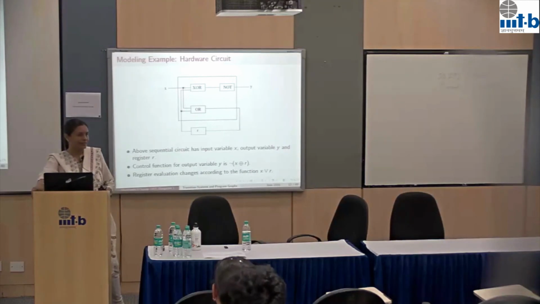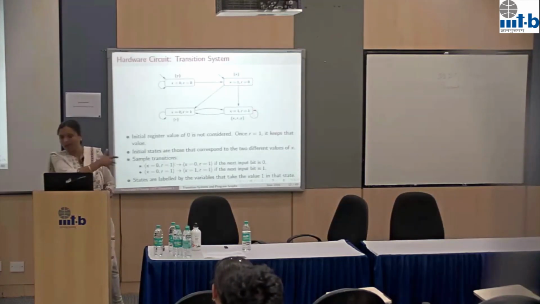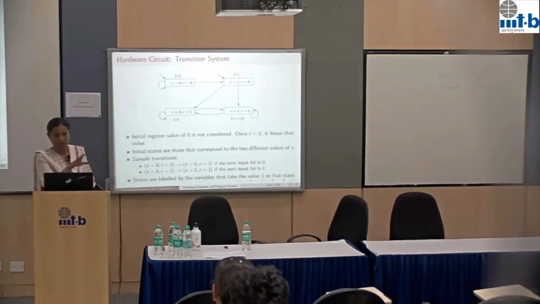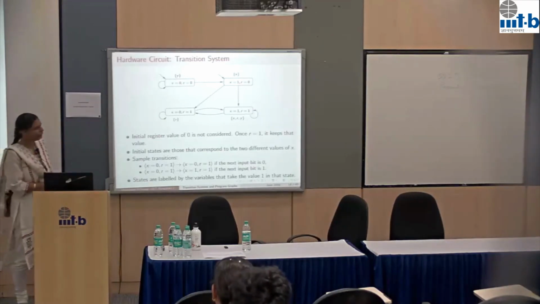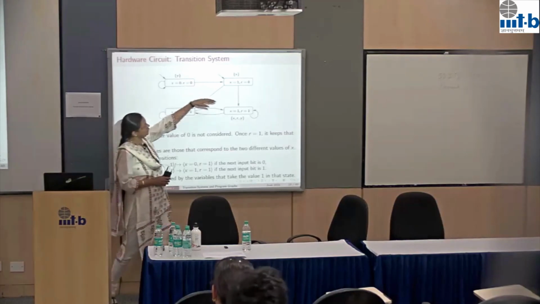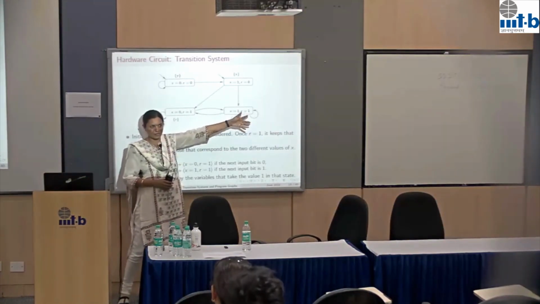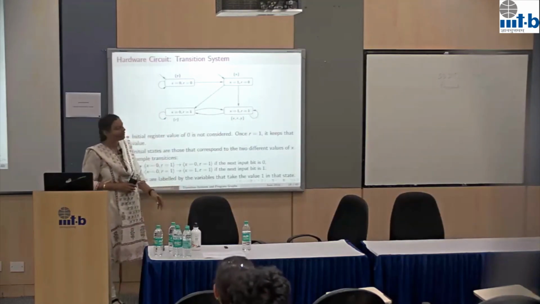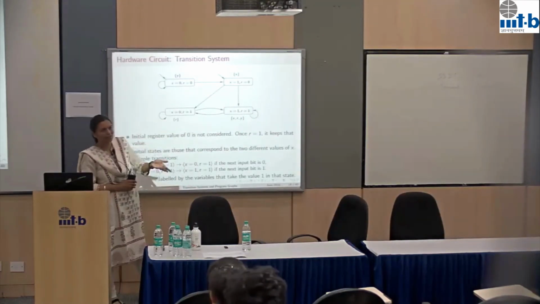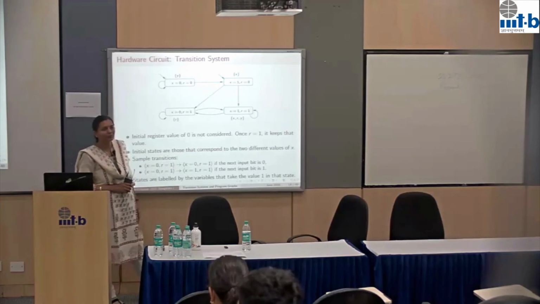8 states. I have chosen not to put Y in the state, because Y is an output. So I have just kept X and R. So this is 0,0; 0,1; 1,0; 1,1, just for X and R. Y is an output, not captured in the state. So this tells you how the transition system, the hardware circuit, works.